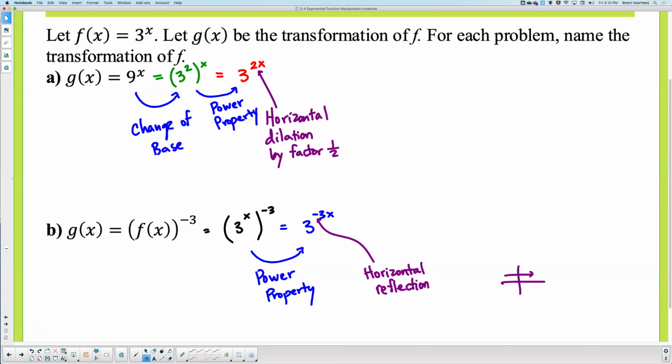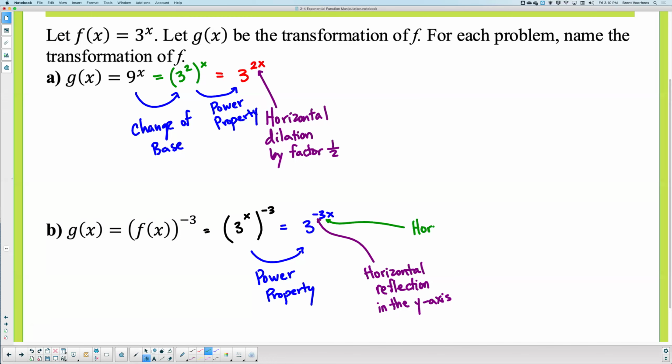So I want you to think about this. If you reflect left and right, you cross over the y-axis. And so we would say this is a horizontal reflection in the y-axis. I know it's weird. You think of a cross, but it's truthfully in the y-axis. Okay, that's one transformation. And we have a second here, I'm also multiplying by 3.